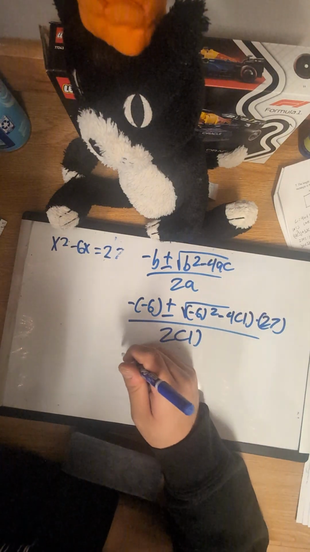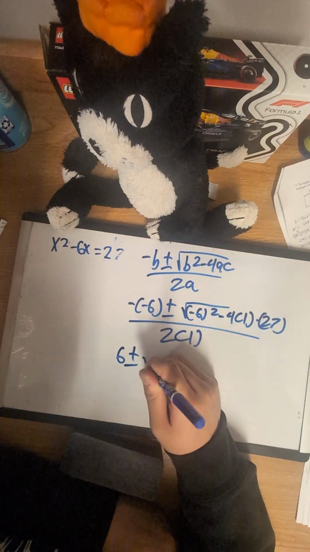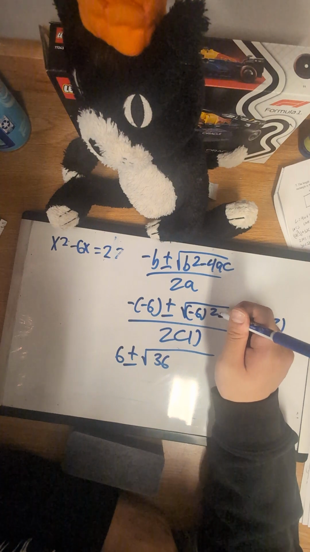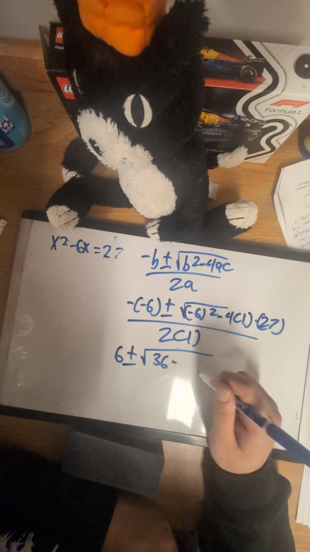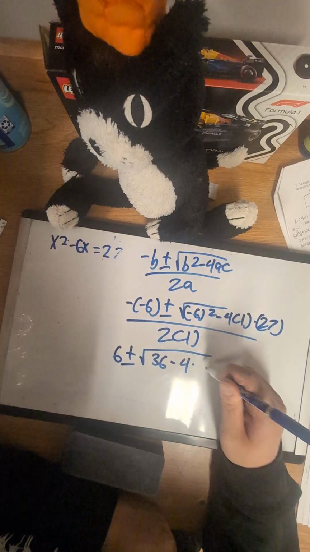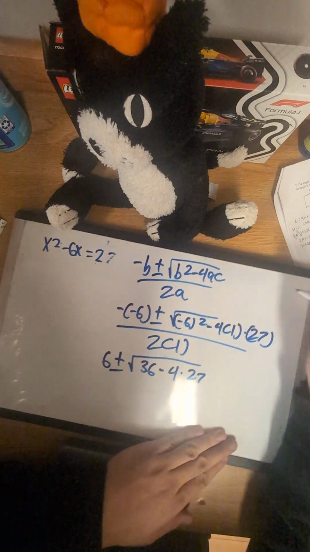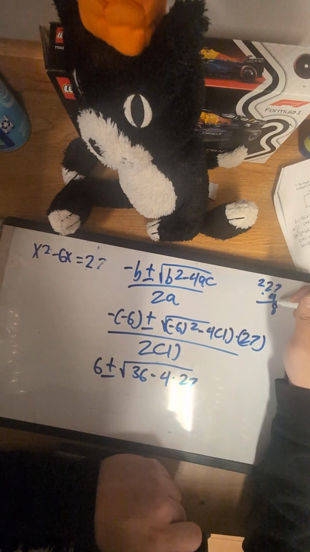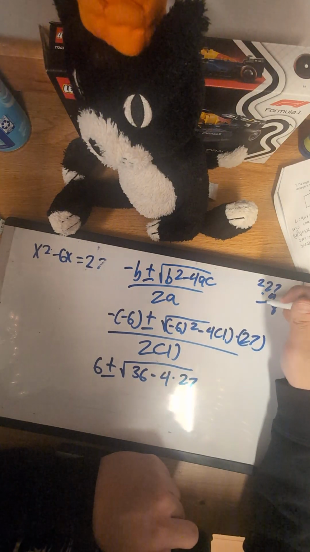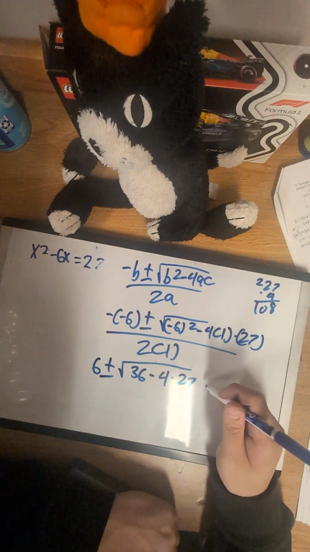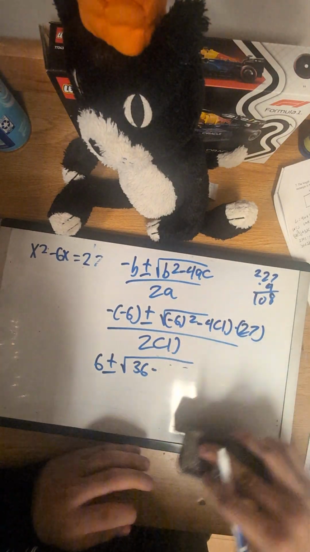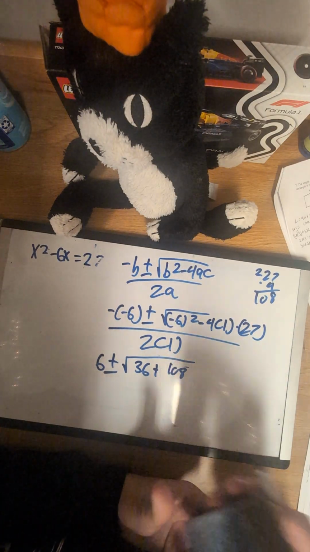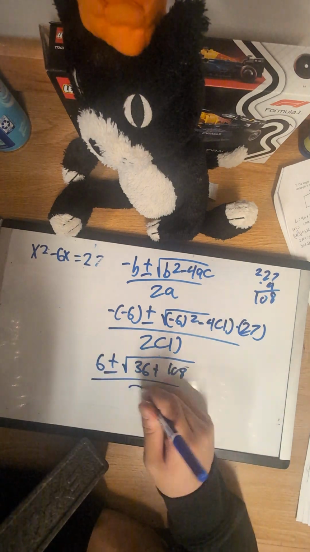Okay, so rewriting this will give us 6 plus or minus the square root of 36. Remember that negative in parentheses here and that positive 6 squared, minus 4 times 27. So I'm going to do 4 times 27 real quick. 27 times 4 is 108. Boom, boom. Minus 108. I should make that plus 108, my bad, because it's a positive. So plus 108, all over 2.